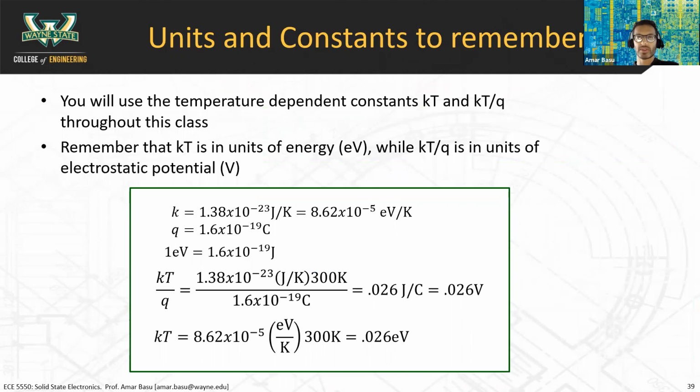Okay, some units and constants to remember. I've given you this before. You have the K and the Qs. 1 electron volt is equal to 1.6 times 10 to the negative 19 joules. KT over Q, which we use later in the term, is equal to 0.026 volts. KT, which is what we're using here, is equal to 0.026 electron volts at 300 Kelvin, at room temperature.